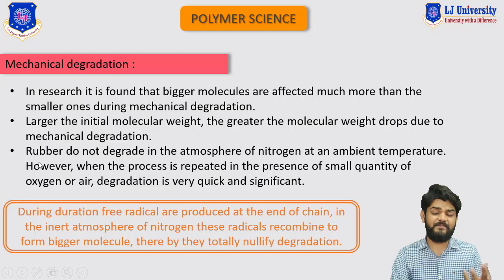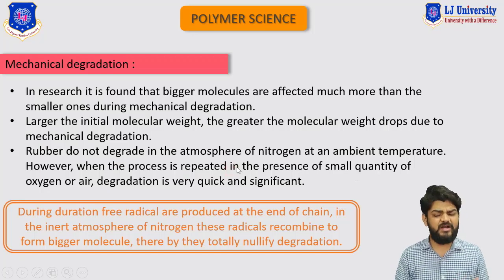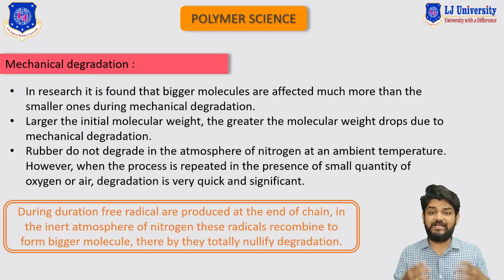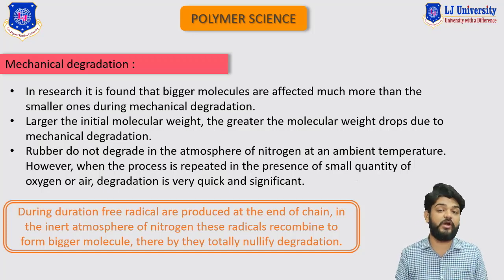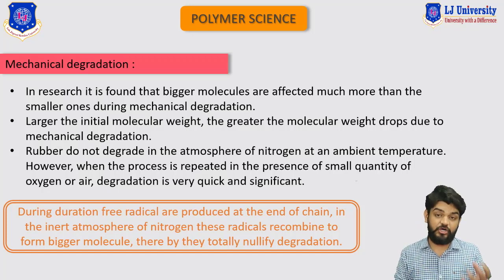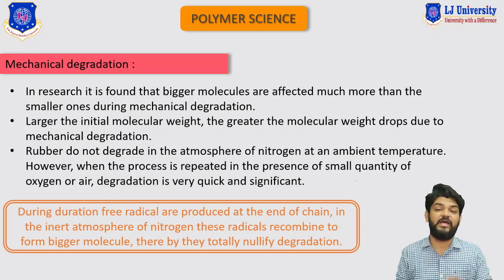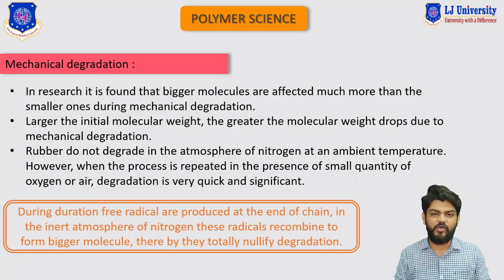Right? Now there are some exceptional cases, such as rubber, which does not degrade in an atmosphere of nitrogen. Simply, if you place rubber and stir it in an atmosphere of nitrogen, your rubber will not degrade, because the nitrogen provides a kind of shield that nullifies the degradation process. But imagine you replace the nitrogen atmosphere with oxygen or air, and still provide stirring or another kind of mechanical stress. Your rubber will instantly degrade, right, at very high speed. A significant amount of degradation can be observed in rubber in the presence of oxygen or air, right? So there are some exceptional cases with mechanical degradation as well.